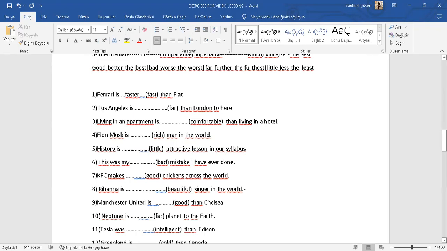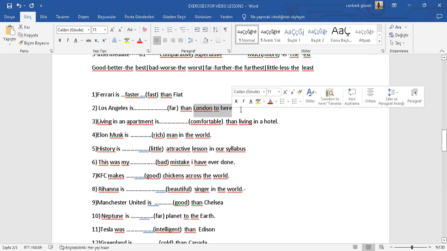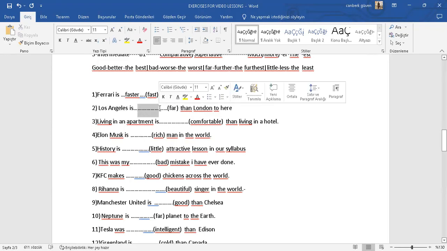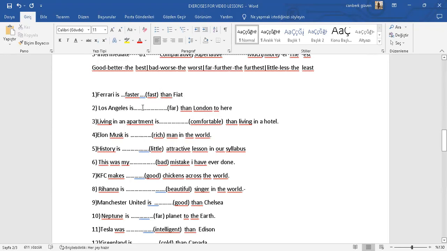The next: Los Angeles is blah blah blah than London. You see, far is an irregular adjective, as you remember from the last lesson. Here you should write further, right? Further. Farther or further is the same, no problem.